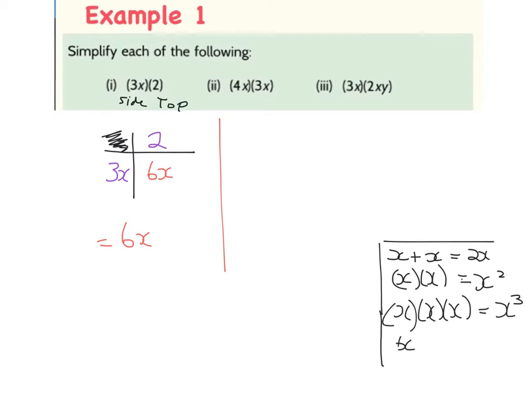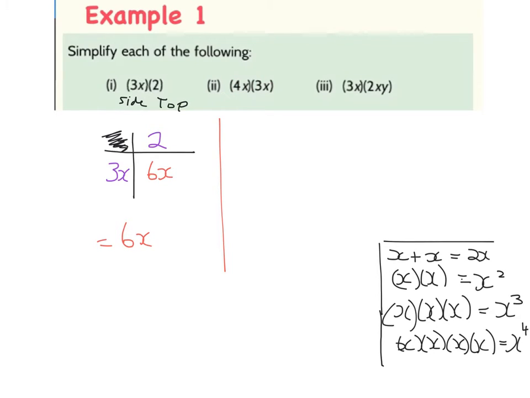If I have an x multiplied by an x multiplied by an x multiplied by an x, the answer to that is x to the power of 4. So this is really important to remember. X multiplied by x is x squared. If it's x by x by x, that's x cubed. And if it's x by x by x by x, it's x to the power of 4. So knowing that information, I'm now going to do part 2 here, which is 4x multiplied by 3x.